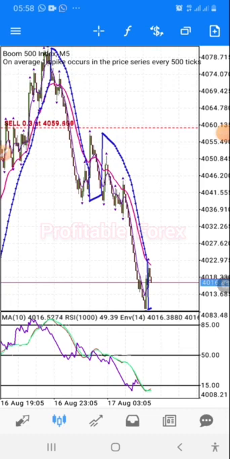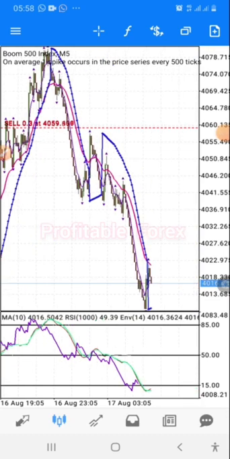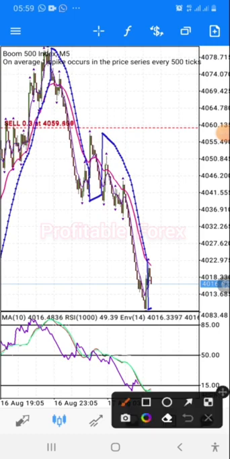Today we'll be looking at a very good strategy that you can use for your Boom and Crash. Here on the chart, as you can see, I took two trades for a sell. This is the 5 minutes time frame. I took a trade for a sell, and you can see we are in massive profit, guys. Can you see that? We are in massive profit.